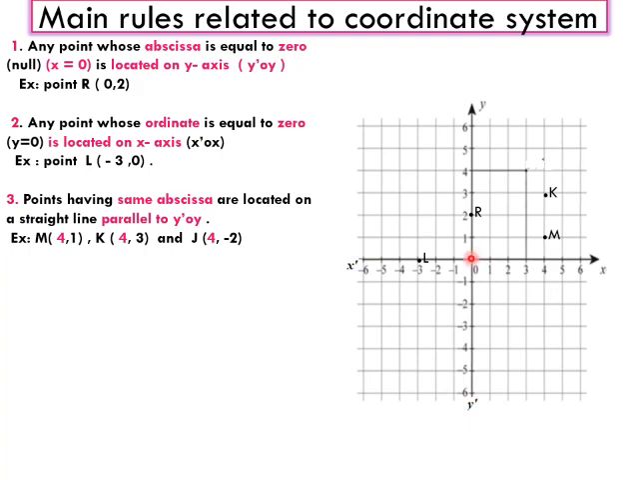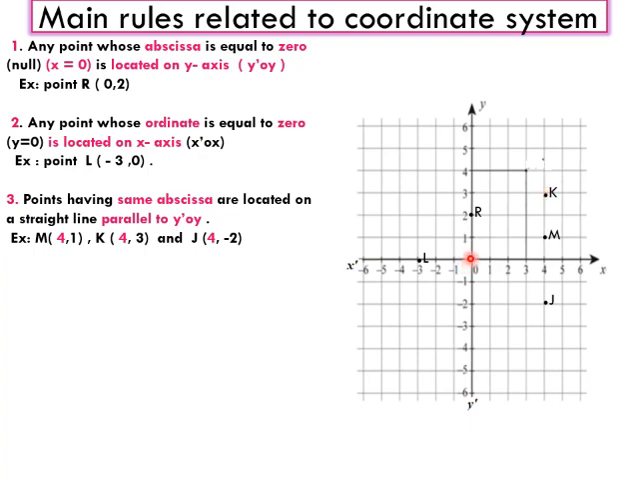In the same way, start at the origin O, then move 4 units to the right along the x-axis since xk is equal to 4, then go upward 3 units along the y-axis since yk is equal to 3. So K is located here. And J of coordinates 4, -2.